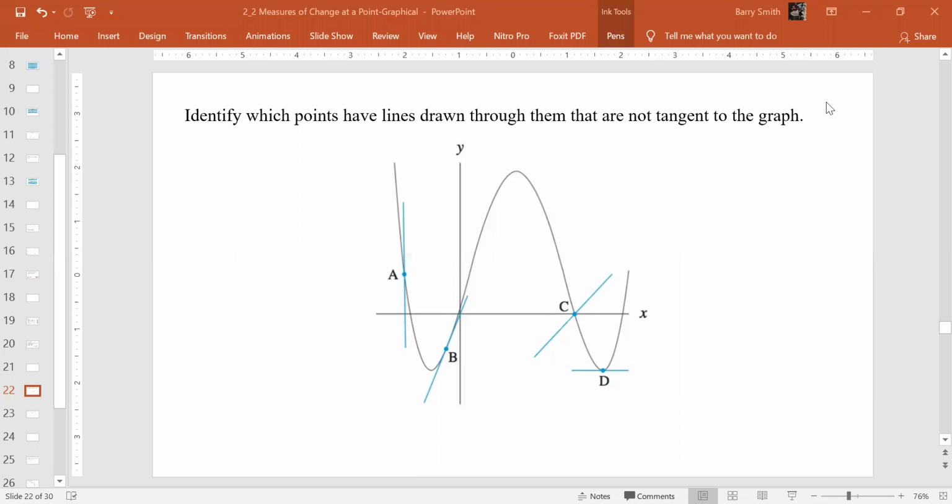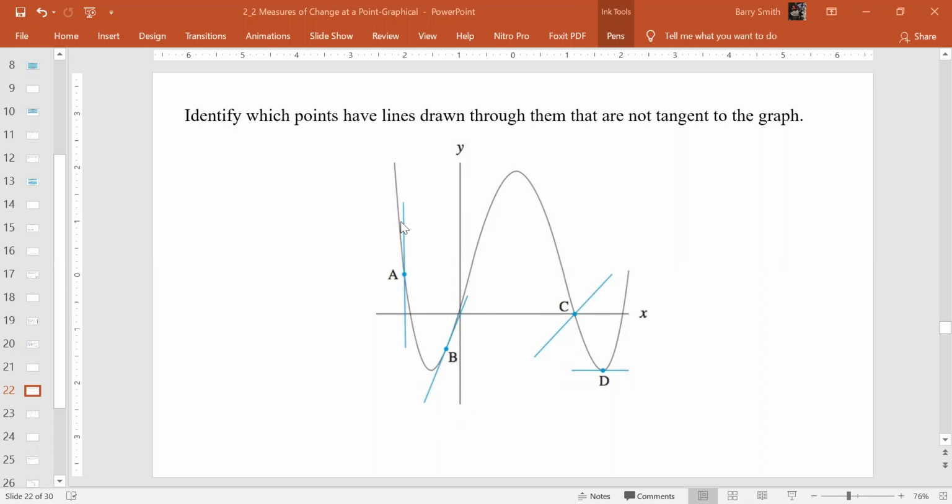All right, so this one we're supposed to identify which points have lines drawn through them that are not tangent to the graph. All right, so first, which ones are tangent? If we look here at A, that looks like it's below the curve, so that looks like it should be okay. B, it looks like it's below the curve, so that looks okay. C, I would say C for sure is not tangent.